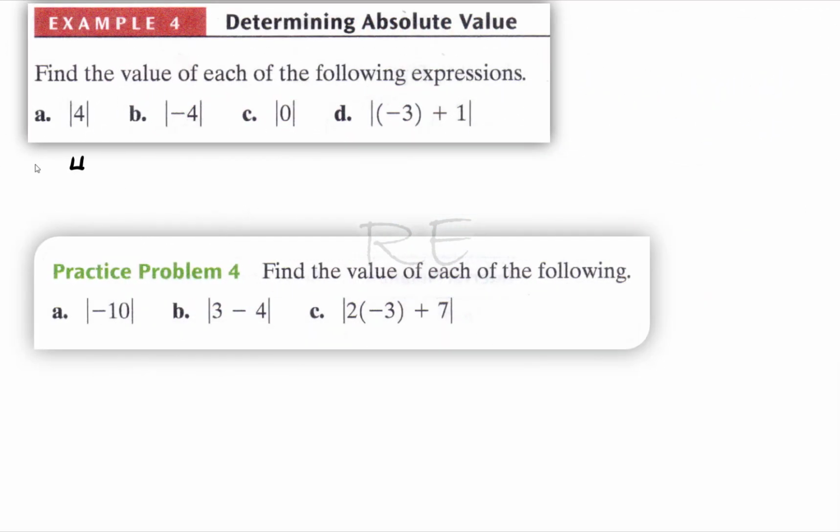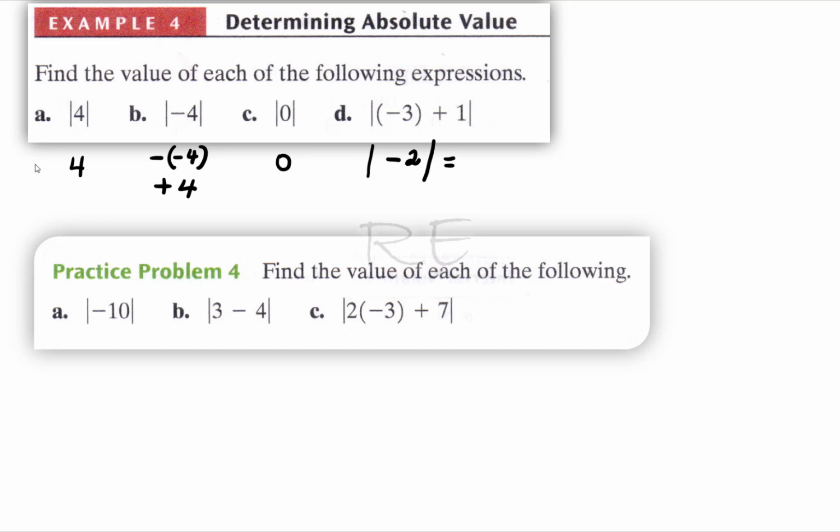The absolute value of +4 is 4. The absolute value of -4 is minus -4, which is +4. The absolute value of 0 is 0. 0 is at the center of the number line.